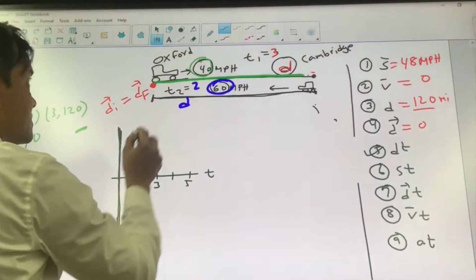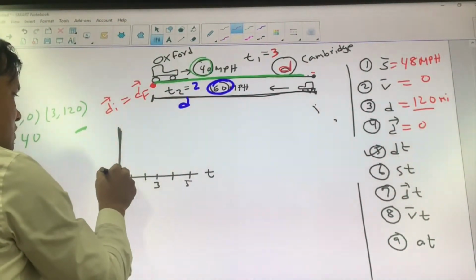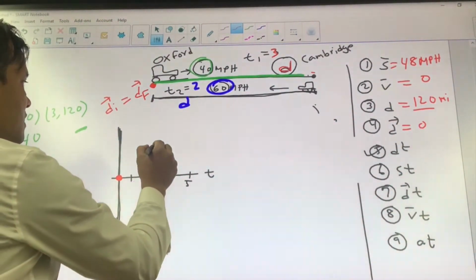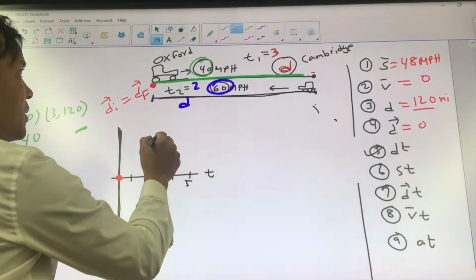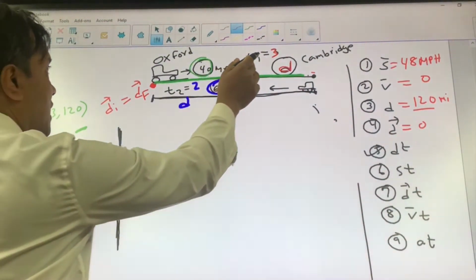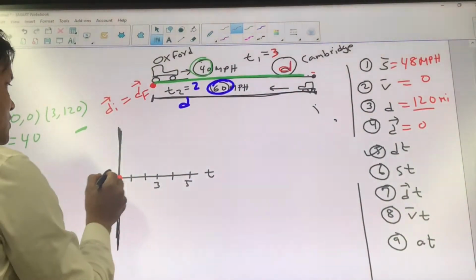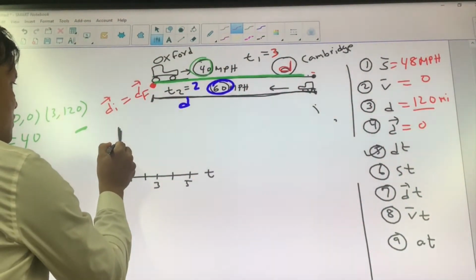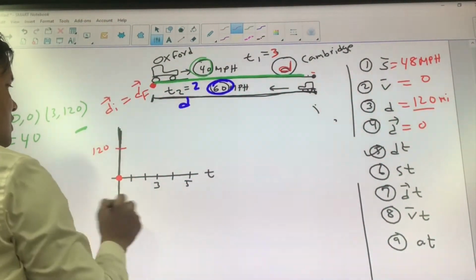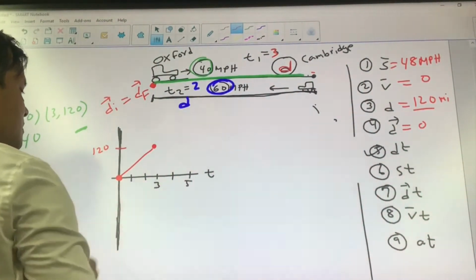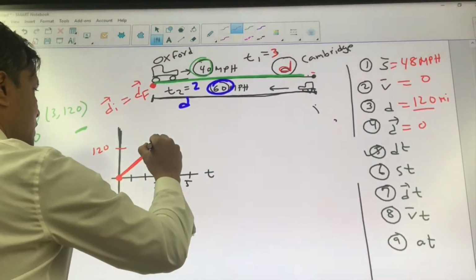The first point is 0 comma 0. What is the second point? The second point is 3 comma what? 3 comma 120. Yeah, 3 comma 120. So let's go by, this is 120. 3 comma 120. So this is from Oxford to Cambridge.